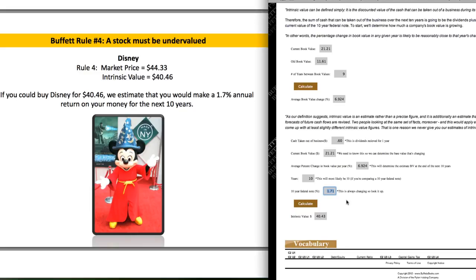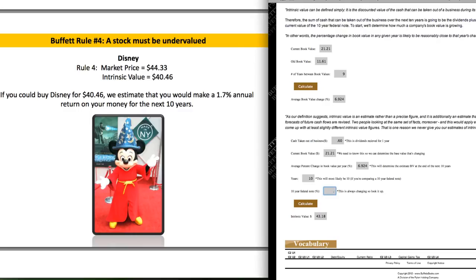So let's figure out what kind of return we would get for that $44.33 that it's currently trading for. In order to do that, we're just going to come in here under this 10-year federal note tab where we put that number in. And let's go ahead and lower that. Let's put it in as 1%. We'll just put it in as 1.0 and see what value we come up with. Okay, so when we put it in as 1% return, the intrinsic value moved up to $43.18, which we're still not at the price that it's trading for.